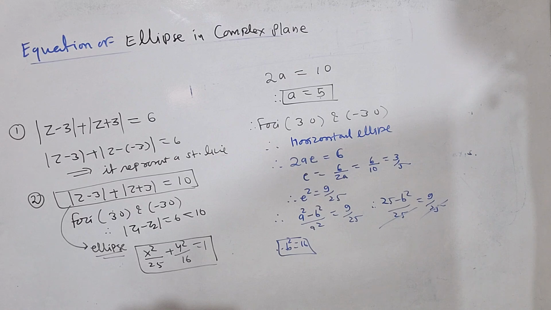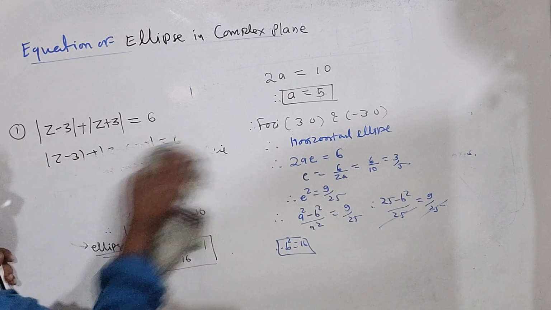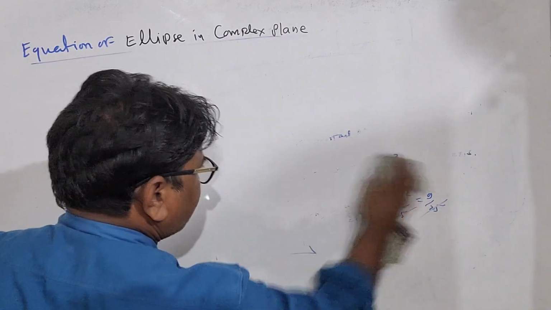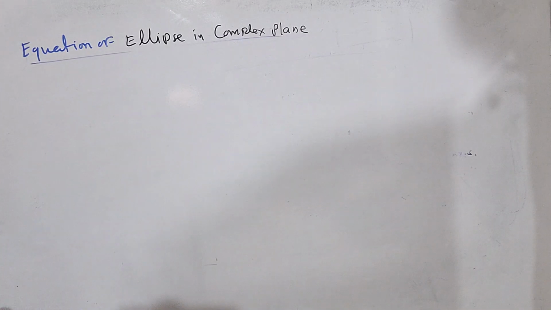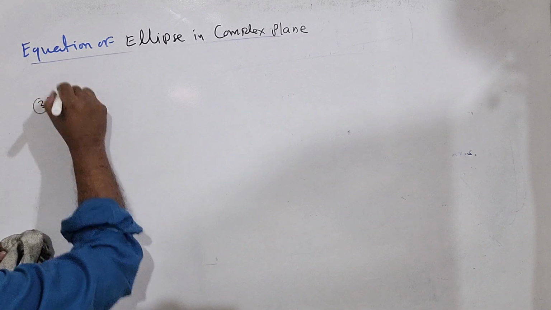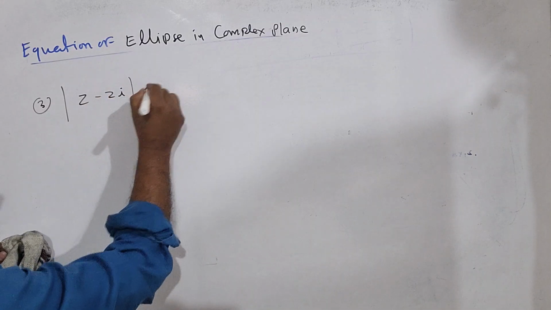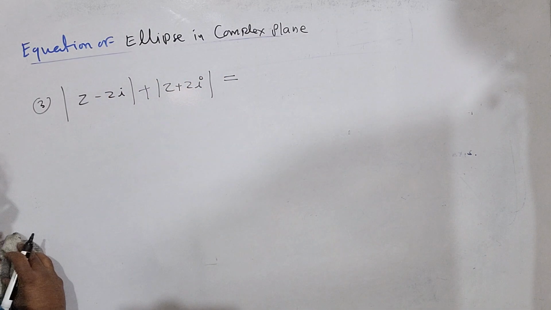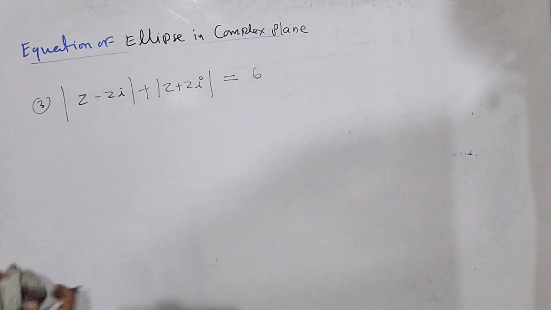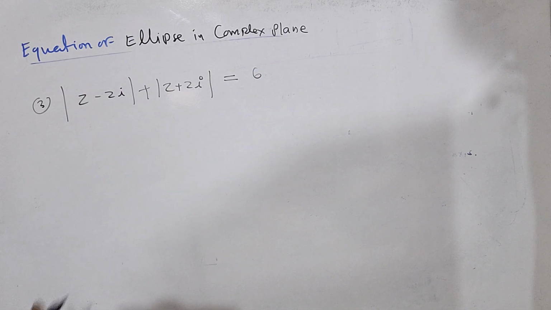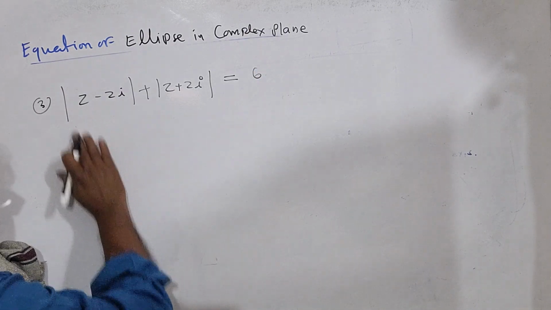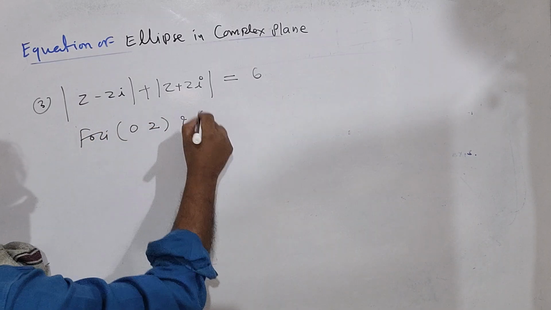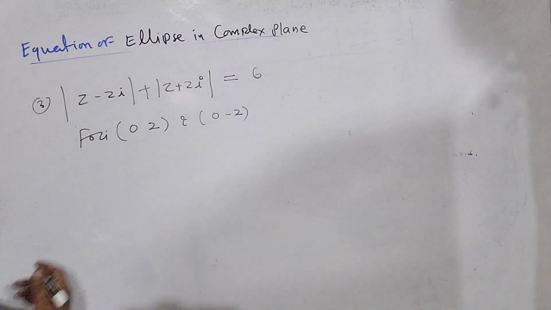Now coming to the next question. The last one was about the horizontal ellipse. Let's see the vertical ellipse as well. See, if I am having |z − 2i| + |z + 2i| = 6. Okay. So, these are the foci. What are the foci? The foci are (0, 2) and (0, −2). Correct?